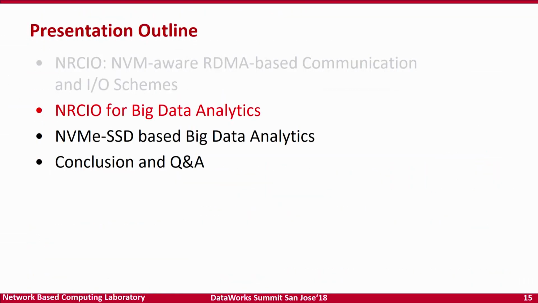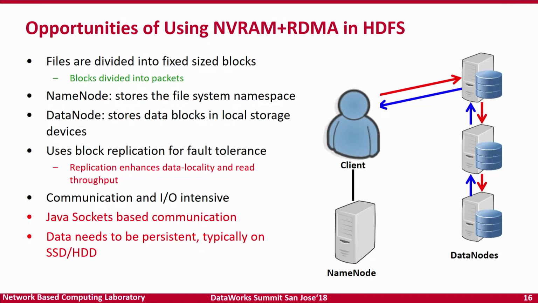So now let's take a look at how this communication library can be used to accelerate HDFS and MapReduce. The question is, why do you need persistence, and where can NVM help? The need for persistence is pretty clear. You need persistence so that you can have fault tolerance and guarantee that the data is actually present, and in case of failure, it's going to be there.